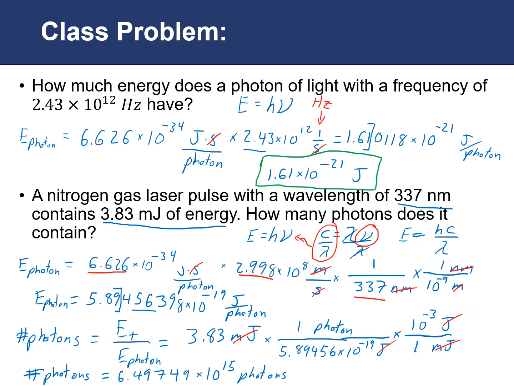Okay, in terms of significant figures, this one has 3, this one here from before had 3, and so our end answer will have 3. So our end answer would be 6.50 times 10 to the 15th photons.